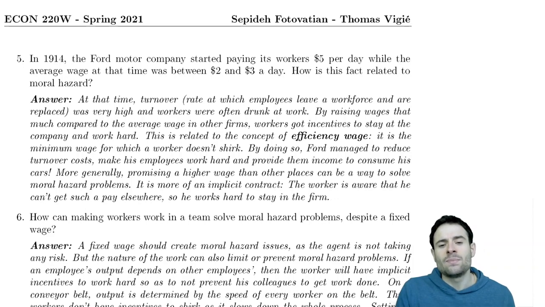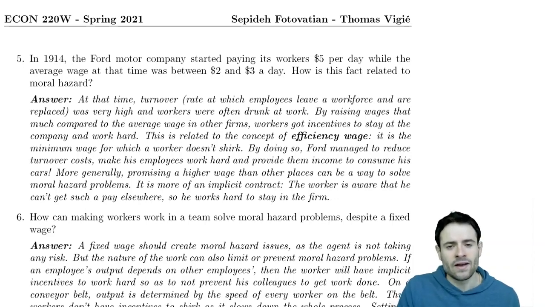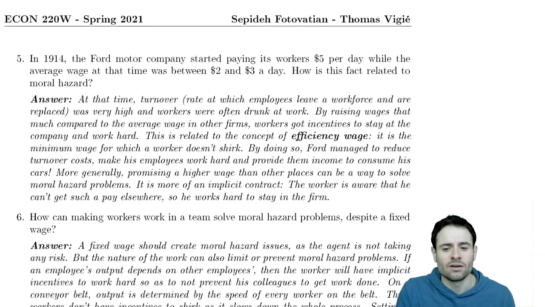But it is more of an implicit contract, because the contract right now just says, I'm paying you $5 a day. It's fixed. If you don't think about the outside options, then, since the wage is fixed, the worker will provide little effort. So the contract is kind of implicit. Being aware that he cannot get paid as much elsewhere, he's going to work hard to stay in the firm.